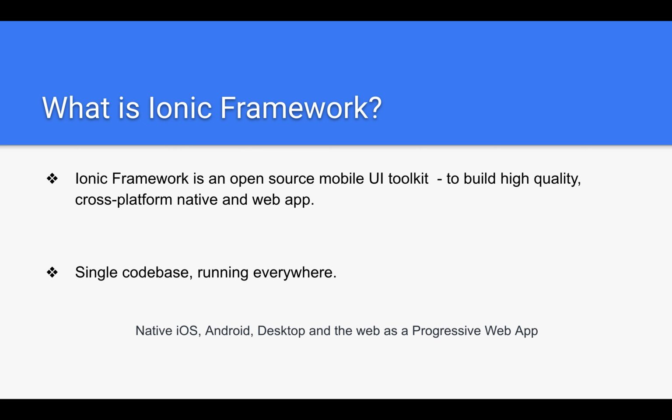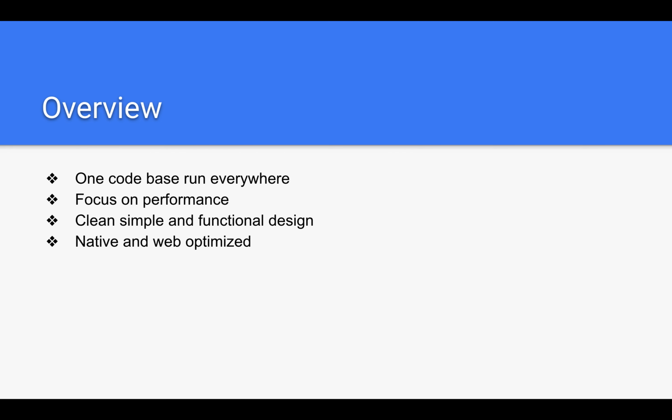You can write code one time and that single code can be used in Android, iOS as well as web applications. Okay, so whatever code you are writing, that code can be run in the Android device, it can be run in the iOS device as well as a web application. Okay, so next thing is overview for the Ionic framework.